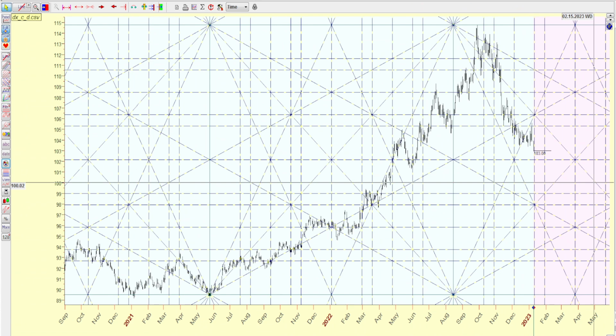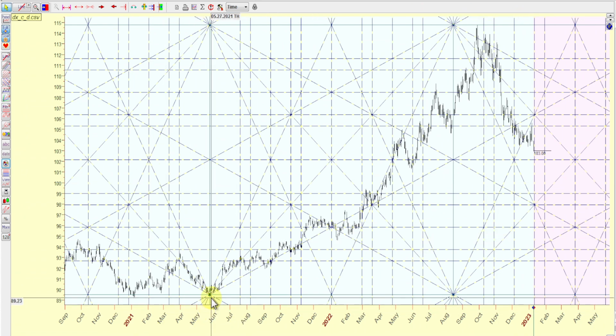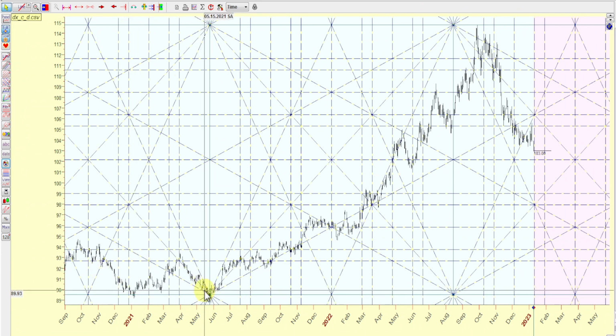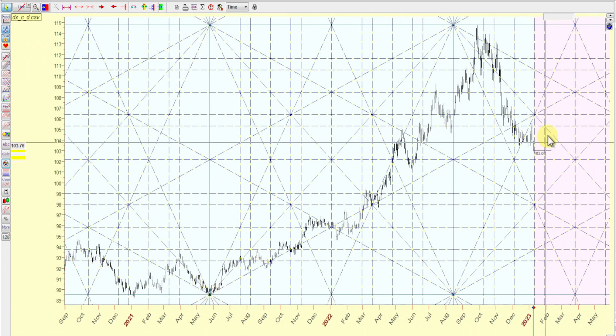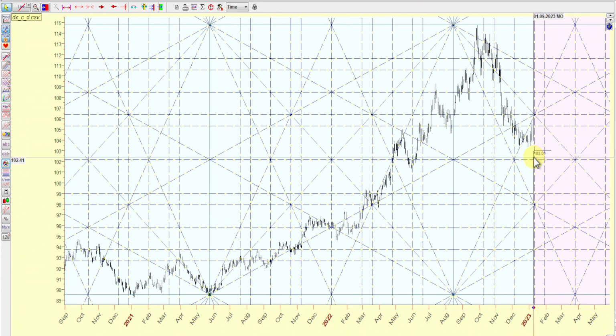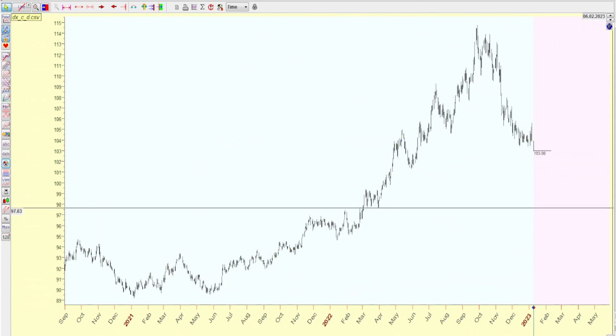Yep, and here is another one from this low here. I just wanted to see if this is not it and this is it. You can see that there's a timing point coming in right now, the 10th, which is today, and then the 29th. And there's support at 102.19, squaring the range. So those are the two things I'm seeing here.